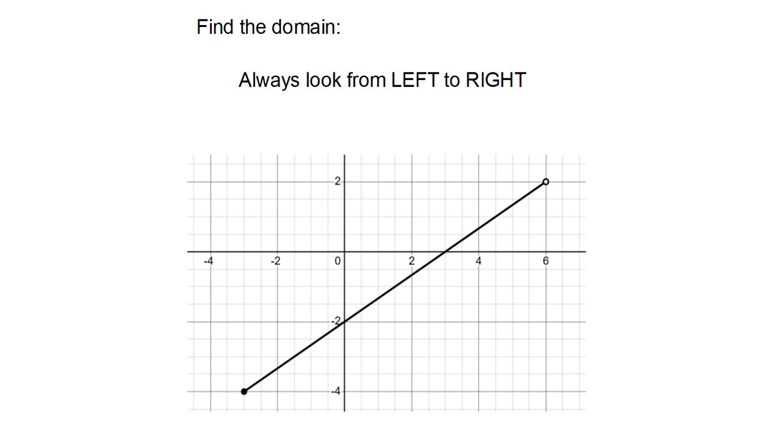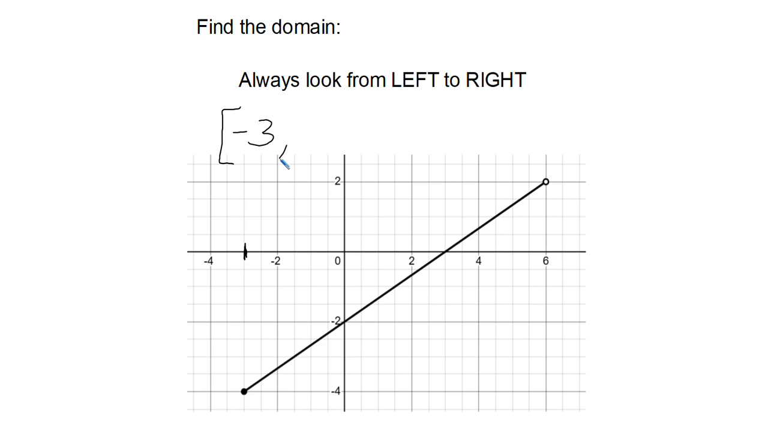For this next one, we've got 2 endpoints. We don't have arrows on either end. So if we look, the furthest left that this goes, always looking from left to right, is right here at x equals negative 3. So we'll start with negative 3. And because it's a closed endpoint, it will get a bracket. There are no breaks or gaps or discontinuities along this line segment.